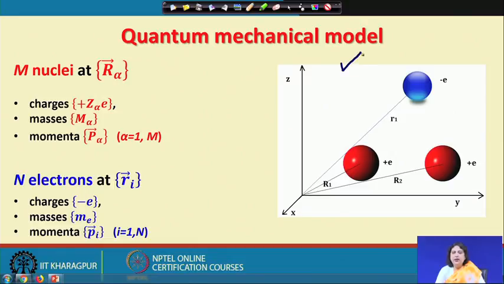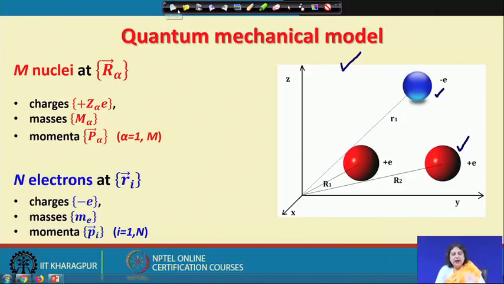So, can you identify what kind of molecule this is? Obviously, this is H2 plus, where I have one hydrogen nucleus at the position capital R1, another hydrogen nucleus at the position R2, and a single electron which is located somewhere here with a position vector small r1.